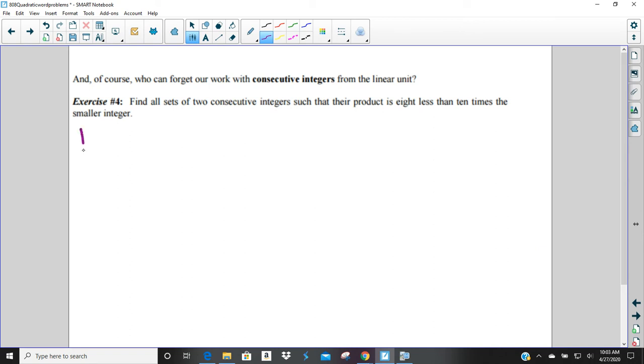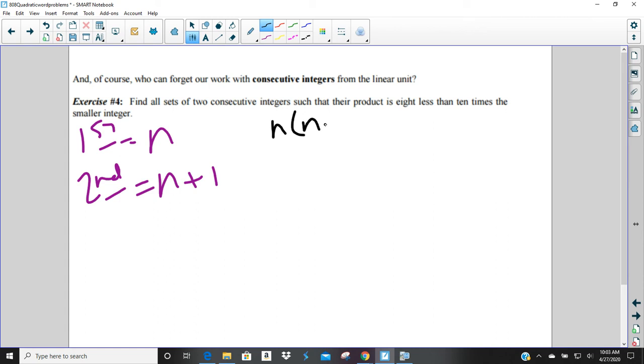So the first number is going to be n, and our second number, since these are consecutive integers, is n plus 1. Their product is, so the product of the 2 numbers, so I'm going to do n times n plus 1 is 8 less than 10 times the smaller integer.